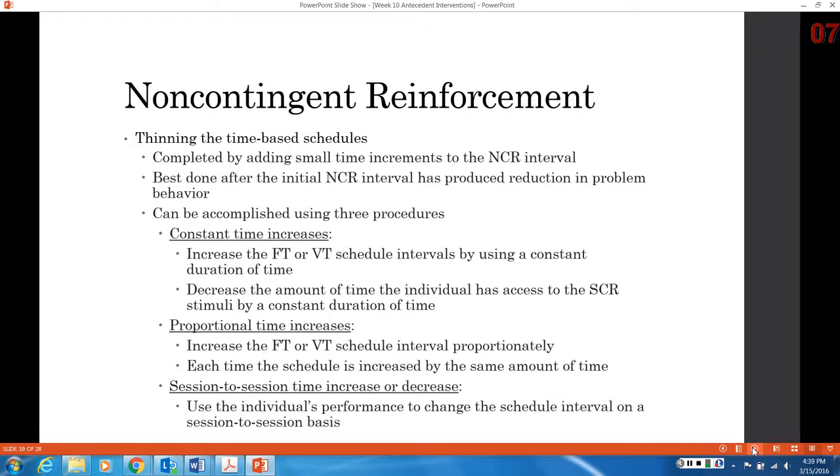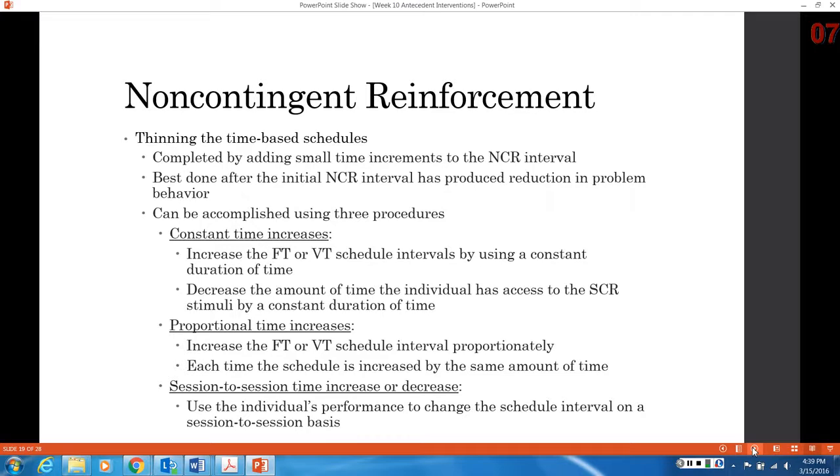One method is a constant time increase, where the interval is increased by a constant duration of time. The second method is using proportional time increases. With this method, the interval is increased proportionally, say by 20% each time.